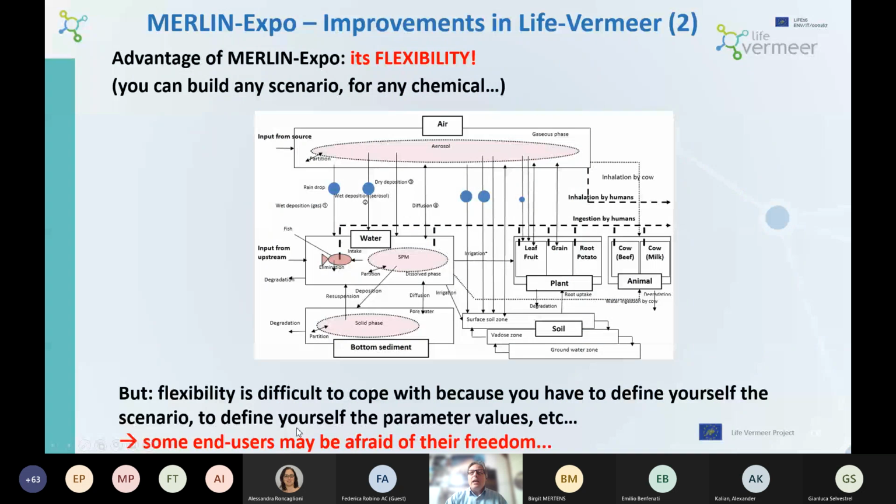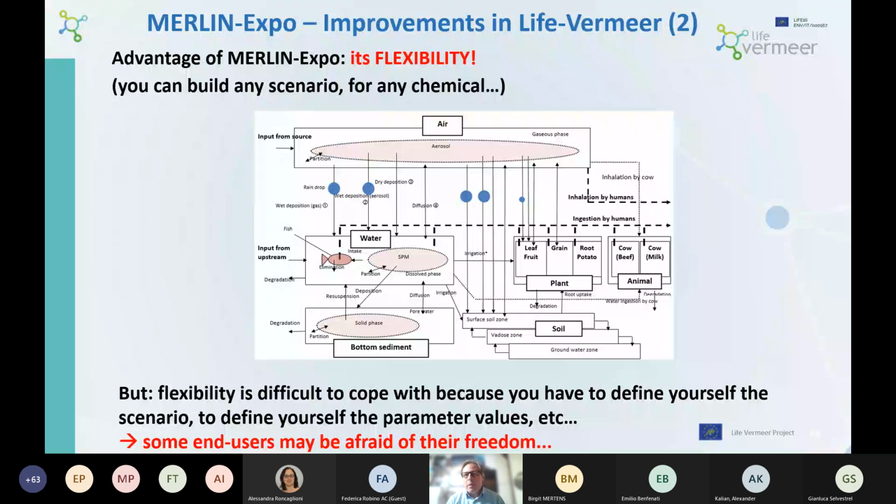Second improvement. The advantage of the Merlin Expo tool is its flexibility, because considering all the models that are available in the library, you can build a very complex scenario taking into account releases in water or in the atmosphere, and all the relationships between the different environmental media. But obviously, flexibility is also difficult to cope with, because you have to define yourself the scenario, the parameter values, etc. And some end users may be afraid of this freedom.